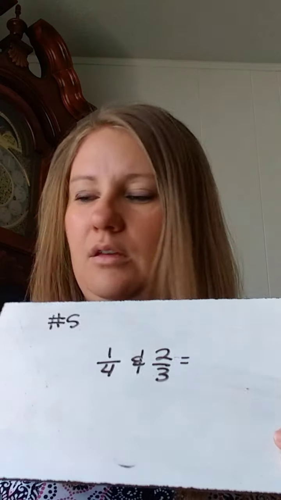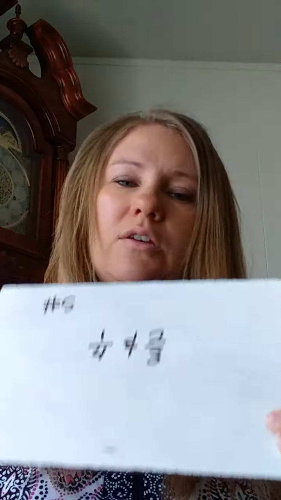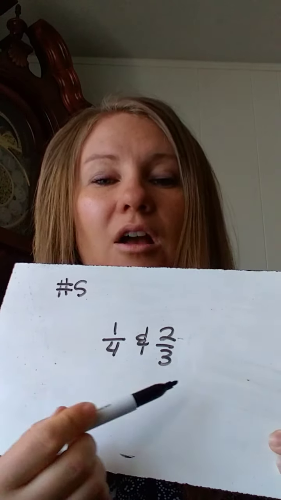Rename 1/4 and 2/3 by multiplying the denominators. Okay. So I'm actually not going to put equals. So we will do the same thing. We'll find that common denominator by multiplying by those. So it'll be 1/4 times 3/3, and 2/3 times 4/4 equals.